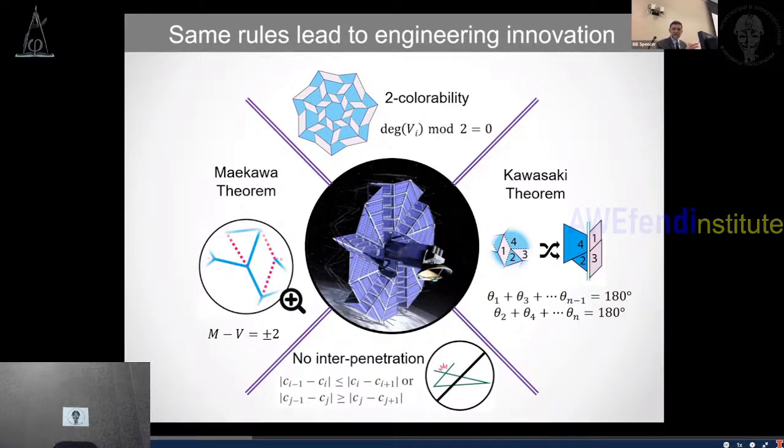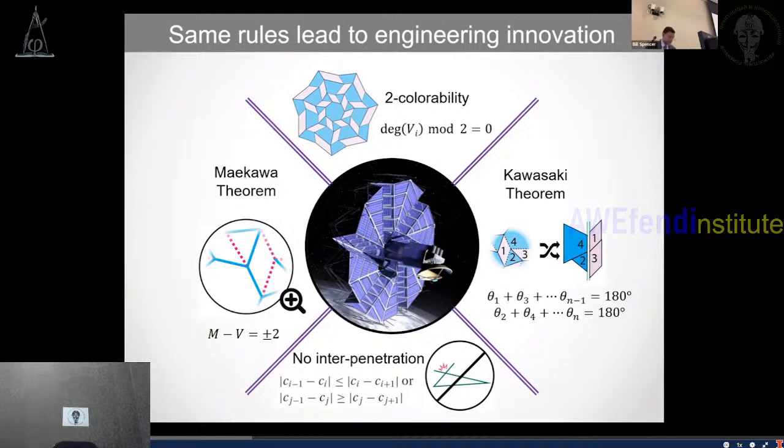And then, for example, here, you can count. This one I just did. You have 1, 2, 3, 4 mountains and the 2 valleys. The difference is 2. You can try this by yourself. No matter how complex the origami is, this has to be satisfied.